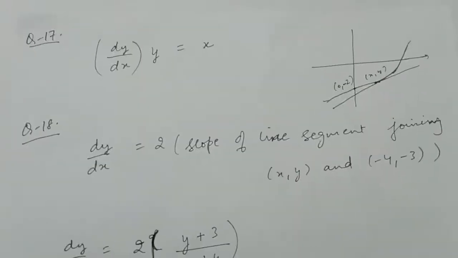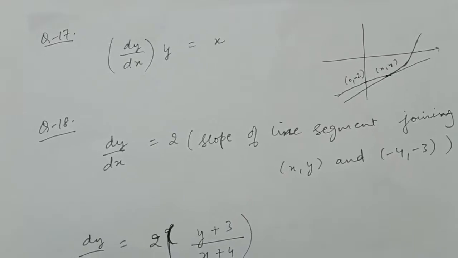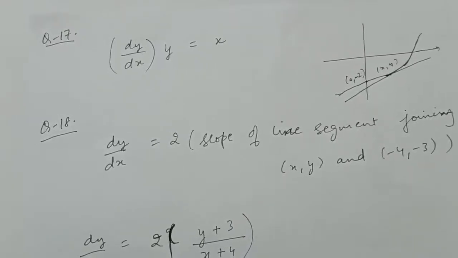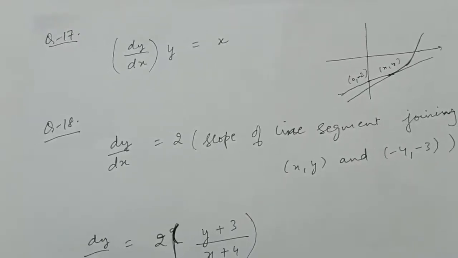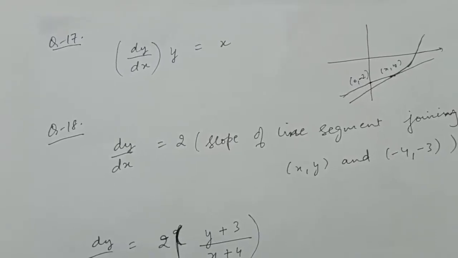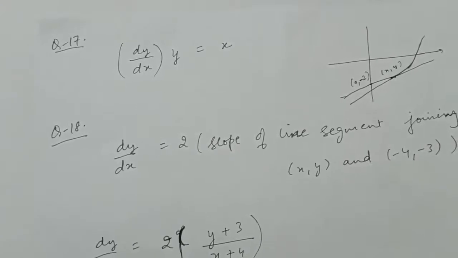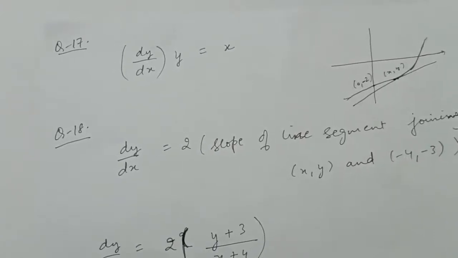Now see, I am giving you hints for the questions. Question number 17 is: find the equation of a curve passing through the point (0, -2), given that at any point (x, y) on the curve, the product of the slope of its tangent and the y coordinate of the point is equal to the x coordinate of the point.